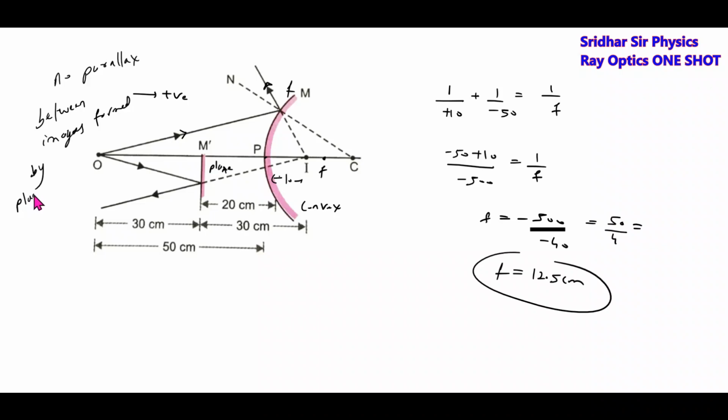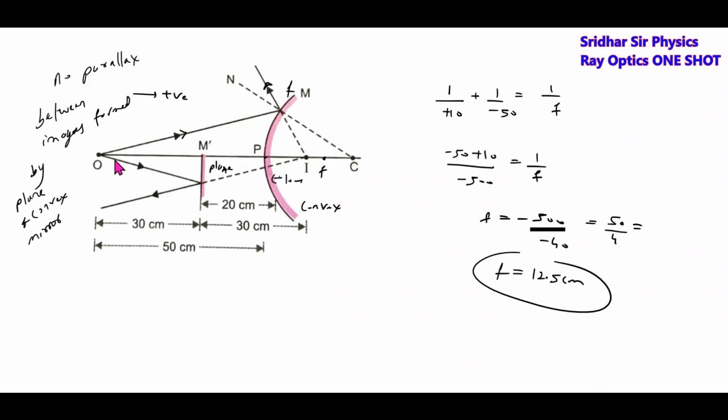Between the plane and convex mirror. So the ray incident on the convex mirror will form the image at I, and the ray incident at the plane mirror will form the image at I. And we know for the plane mirror, object distance should be equal to image distance. So now we know that for 20 centimeter, the image distance from the pole will be 10 centimeter.